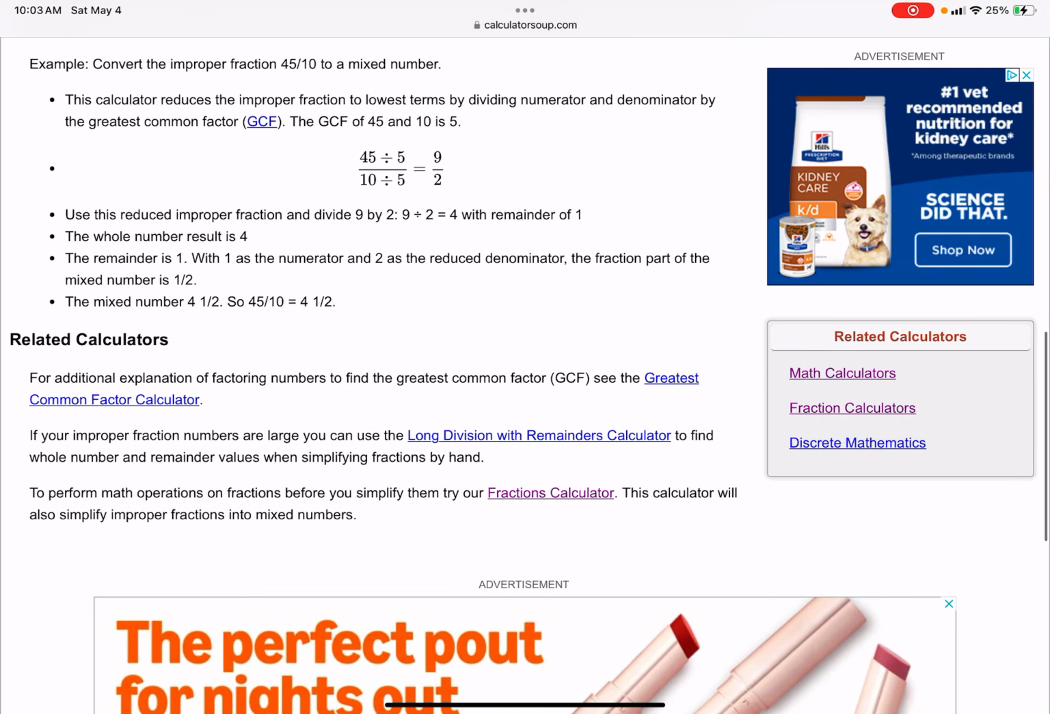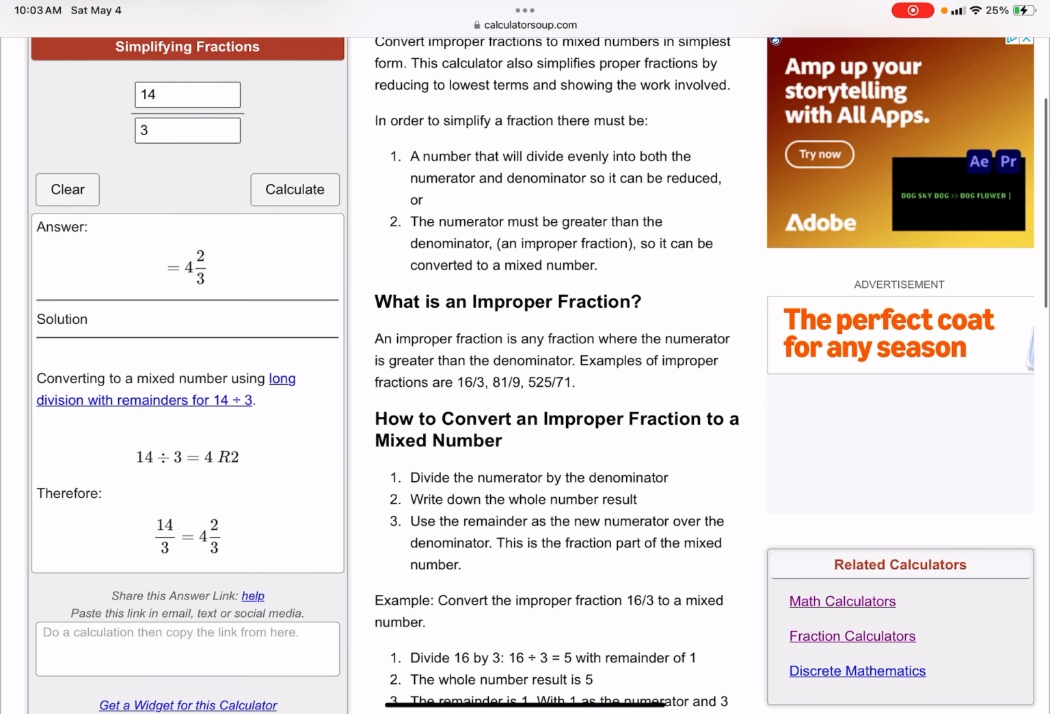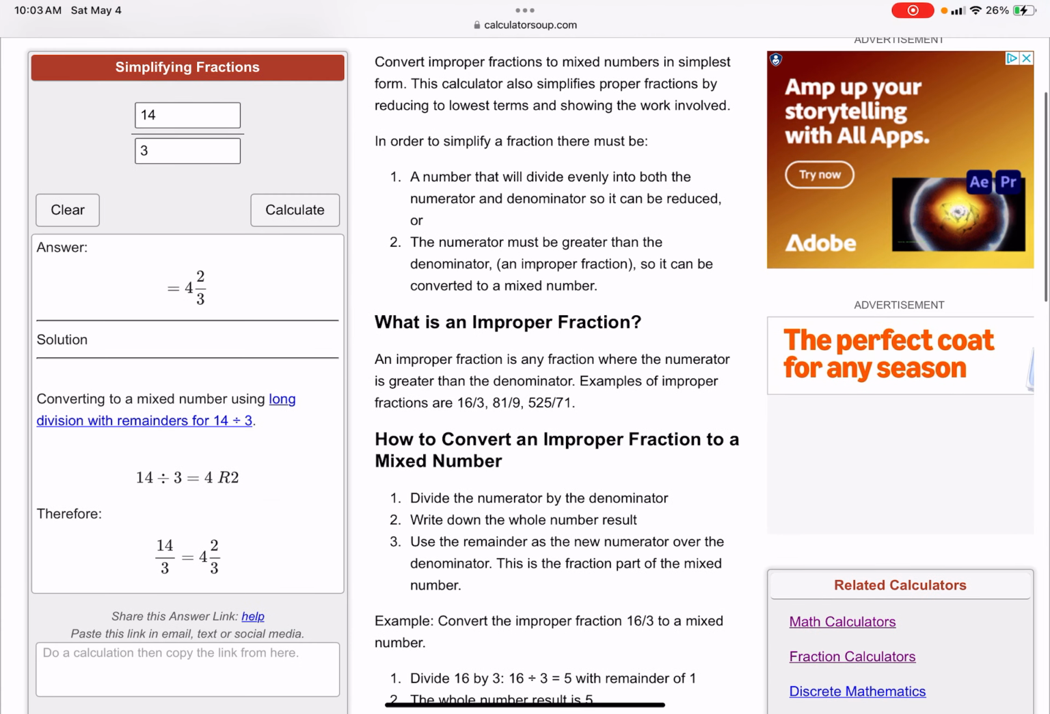We're going to see a whole bunch of different things. We're going to show you the vocabulary. Here we'll have today's vocabulary words. Improper fraction. An improper fraction is any fraction where the numerator is greater than the denominator. Examples of improper fractions are 16/3, 81/9, and 525/71.